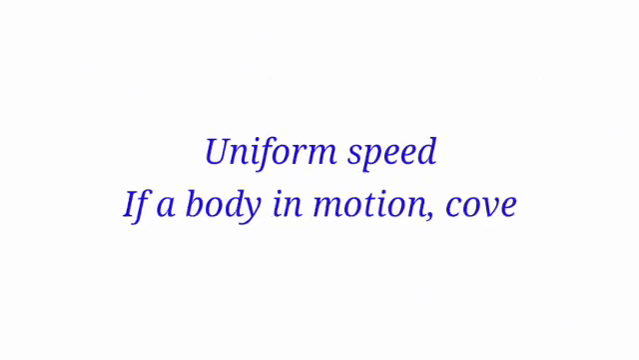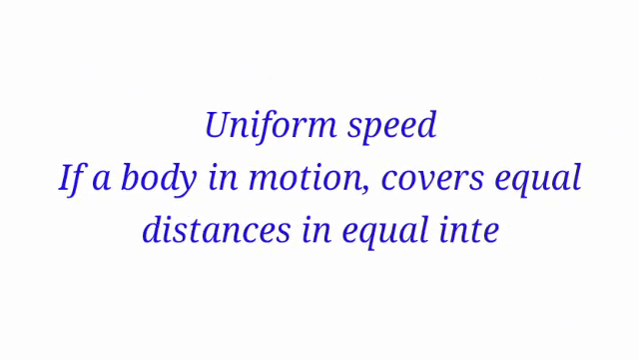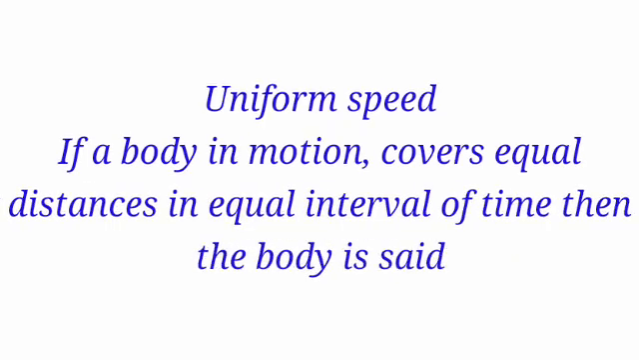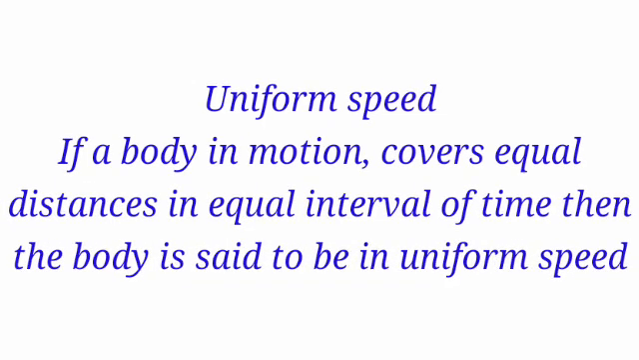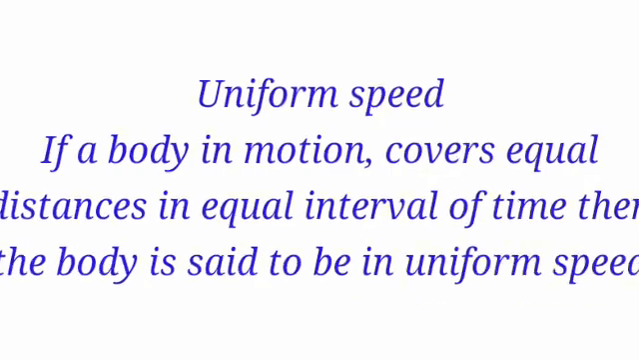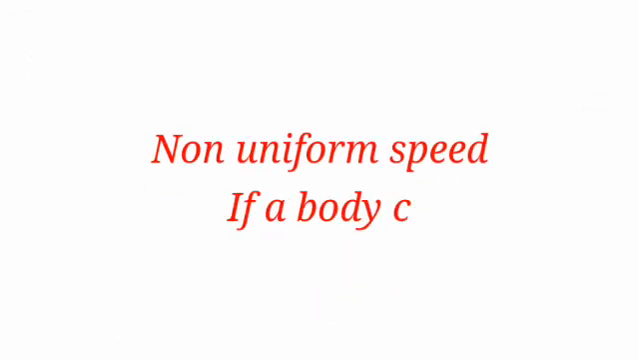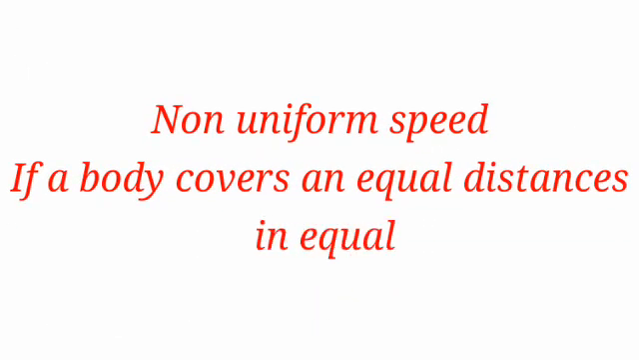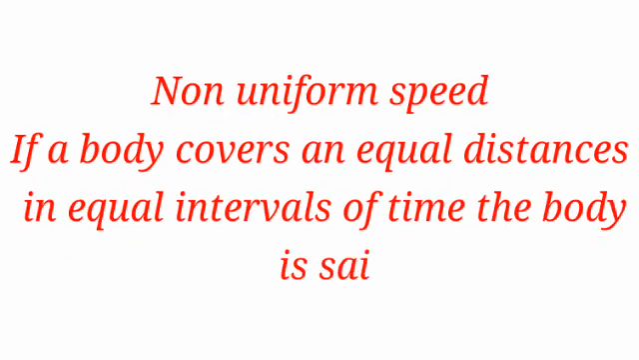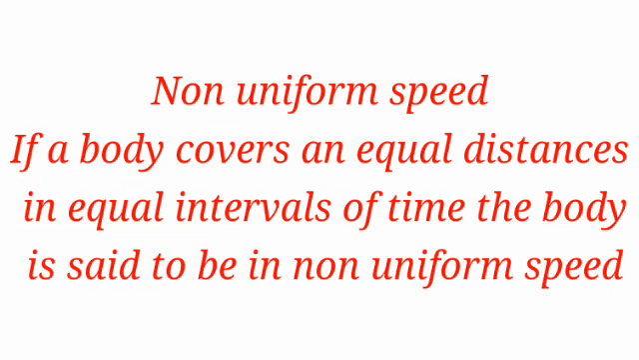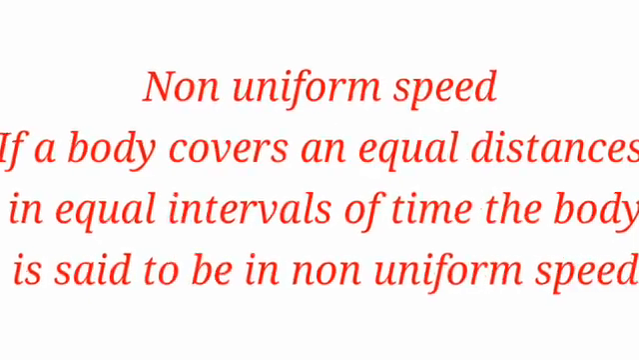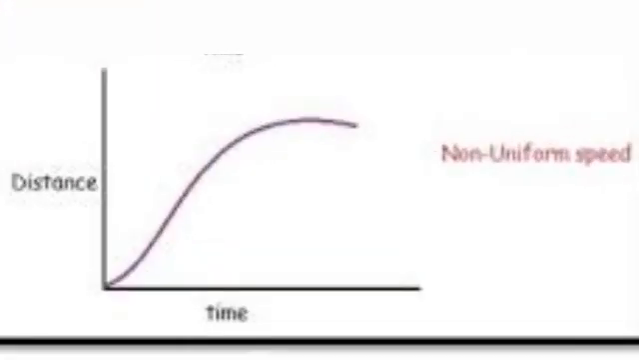Uniform speed: if a body in motion covers equal distances in equal intervals of time, then the body is said to be in uniform speed. Next, non-uniform speed: if a body covers unequal distances in equal intervals of time, the body is said to be in non-uniform speed.